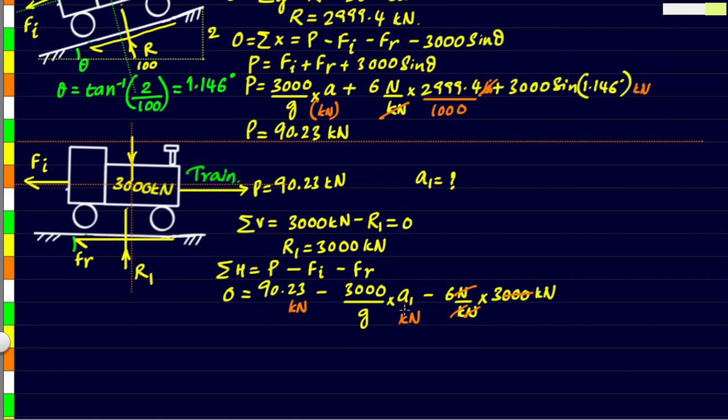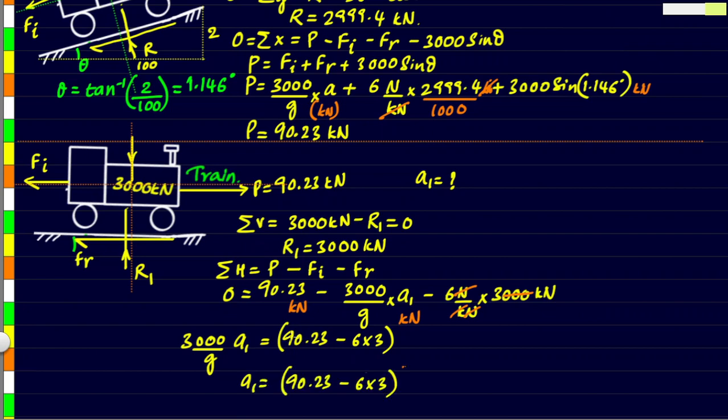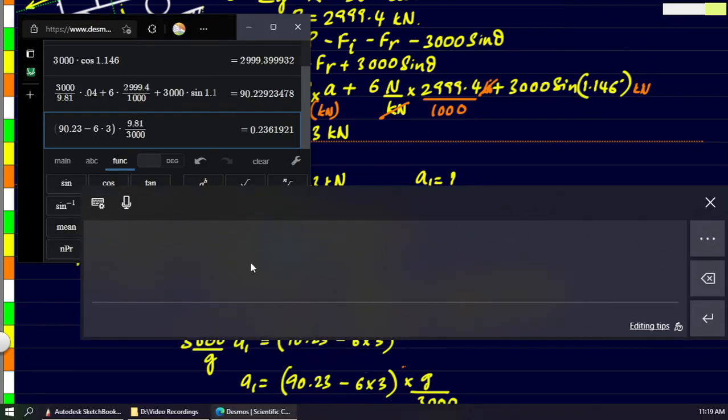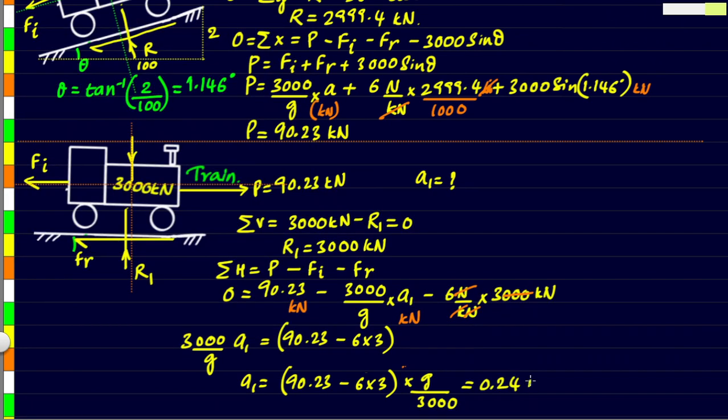So in this equation, A1 is the only unknown which we can find by sending it to the other side, which will come out like this, and then A1 will be equal to this value here into g by 3000. So when we put that in the calculator, we get 0.24 meters per second square. So this is the acceleration with which the train is able to move on a horizontal plane.